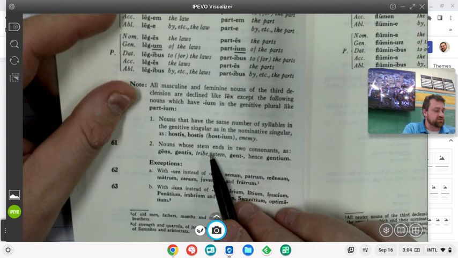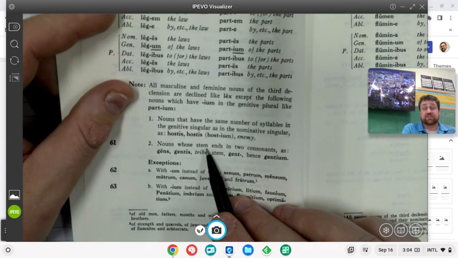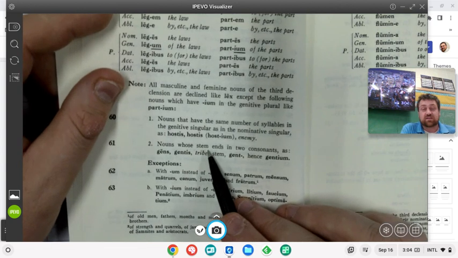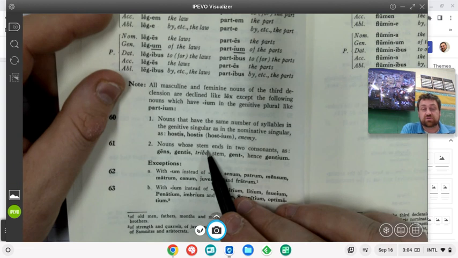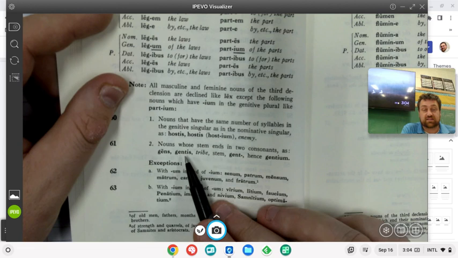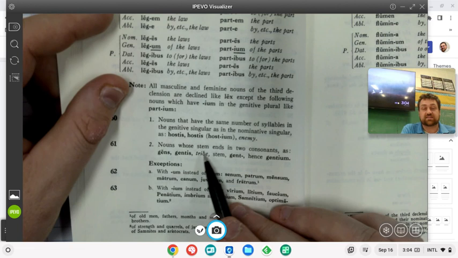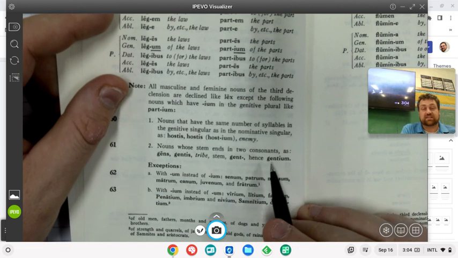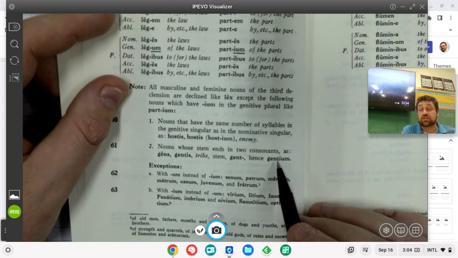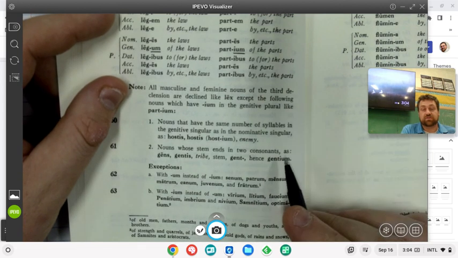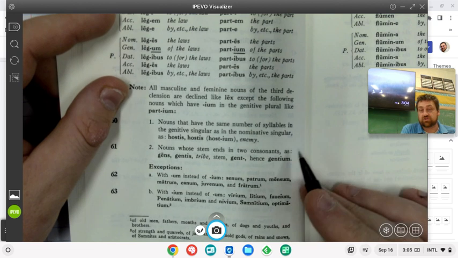Rule 61: nouns whose stem, remember the stem doesn't come from the nominative, the stem comes from the genitive, right? Nouns whose stem ends in two consonants, as gens, gentis. Yeah, because if I take the -is off of gentis, I'm left with gent, nt. So it's two consonants. And so therefore, when we decline gens, gentis, it's going to be gentium, of the tribes or of the nations.